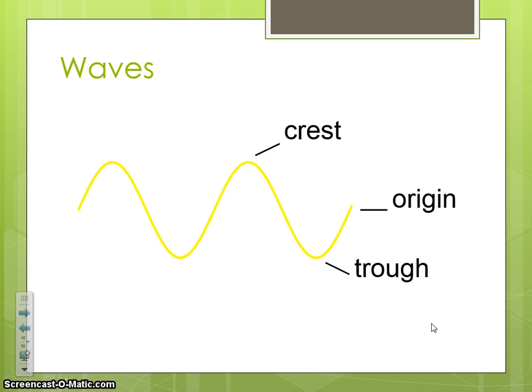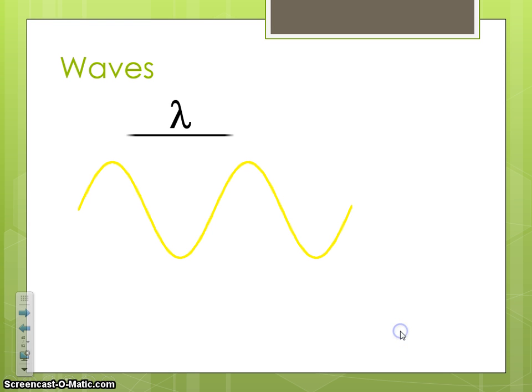So here we see different regions identified. So the crest would be the peak of a wave, the trough is the bottom. The origin would be kind of that middle ground, the point in the middle that the wave starts. A wavelength is from a crest to a crest or a trough to a trough. Amplitude is the height, you could think of it, from the origin to a crest or from the origin to a trough.